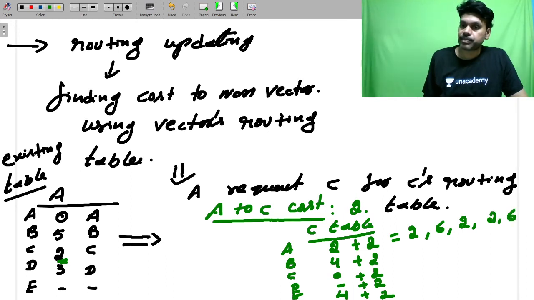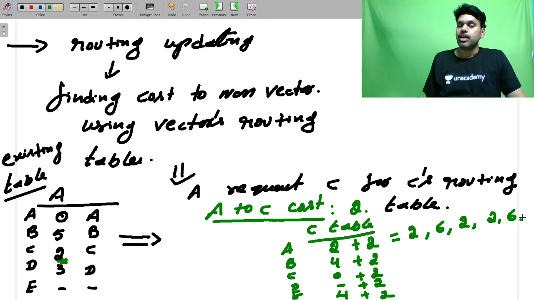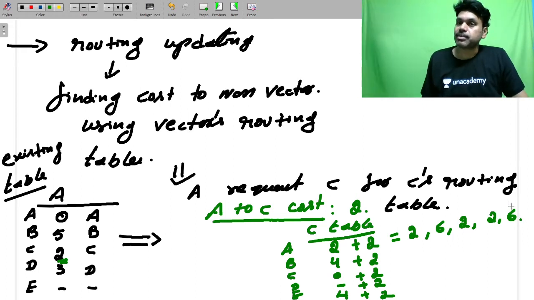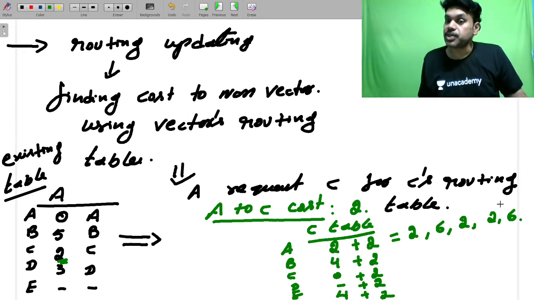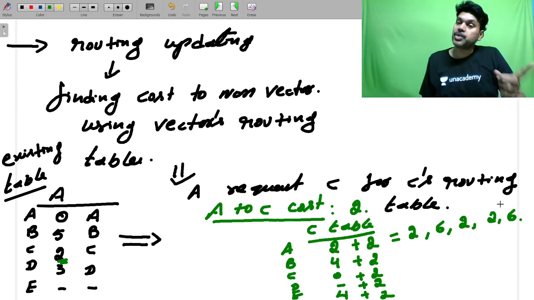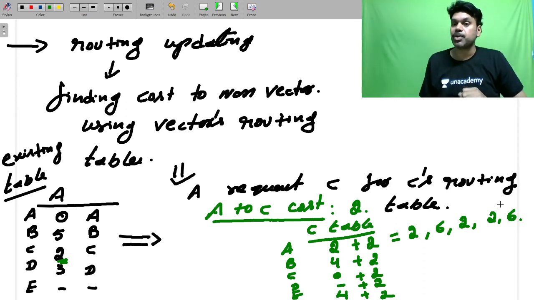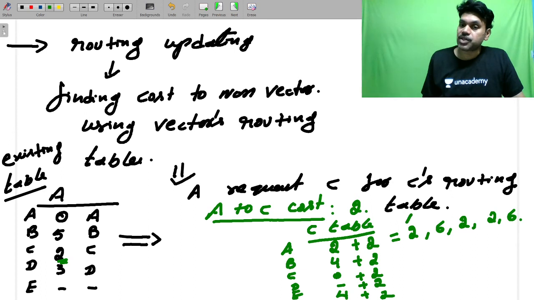And 6. So can we place it here? You want to place it, which means these values must be lesser than your existing table. That's very, very important.